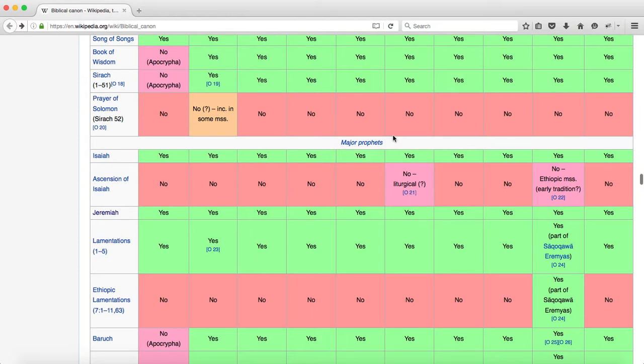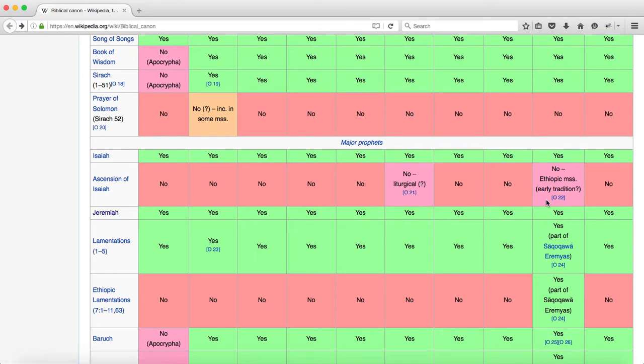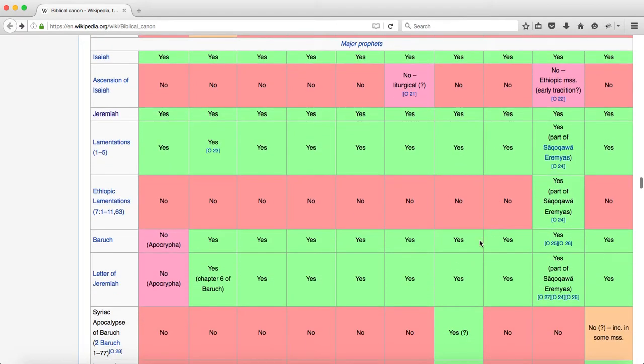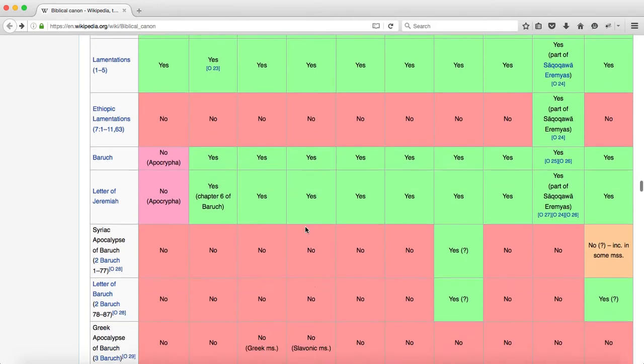And then you have the major prophets. Okay, Isaiah accepted by all. Ascension of Isaiah not accepted by everyone, but perhaps liturgically within the Armenian Apostolic Church and in early tradition of the Ethiopian Orthodox Church. Ethiopic Lamentations are included within the Ethiopian Church. Baruch is accepted by all Christianity except for Protestantism. The Letter of Jeremiah is included in all of their Bibles except for the Protestant Bible.